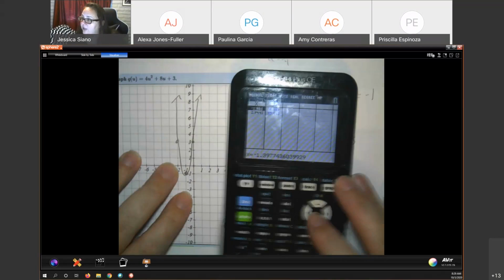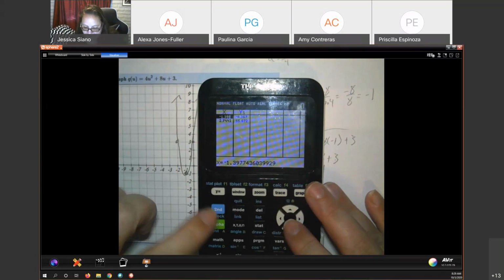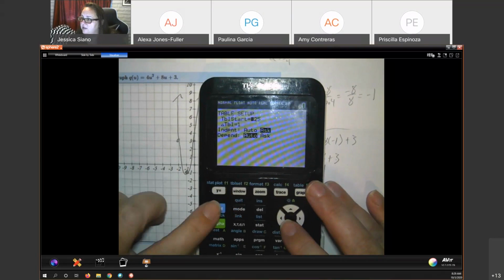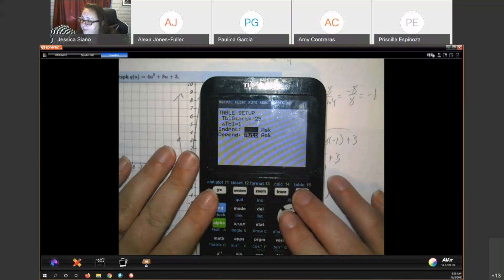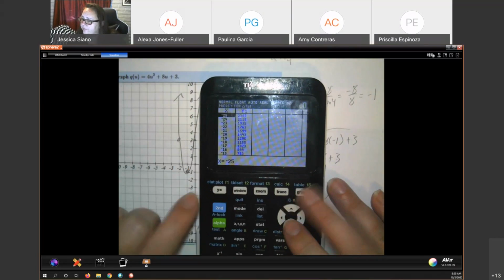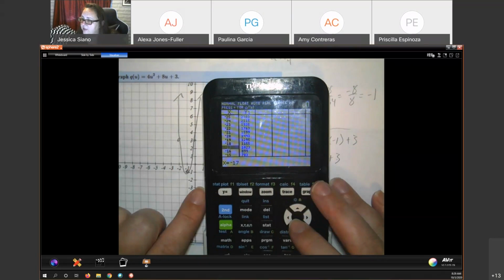Uh-oh, I turned my table off. Go to second and then window to get to table set. Put the independent back on auto. Go to the table. Why is my table starting at -25? I don't know. I'll have to fix that.